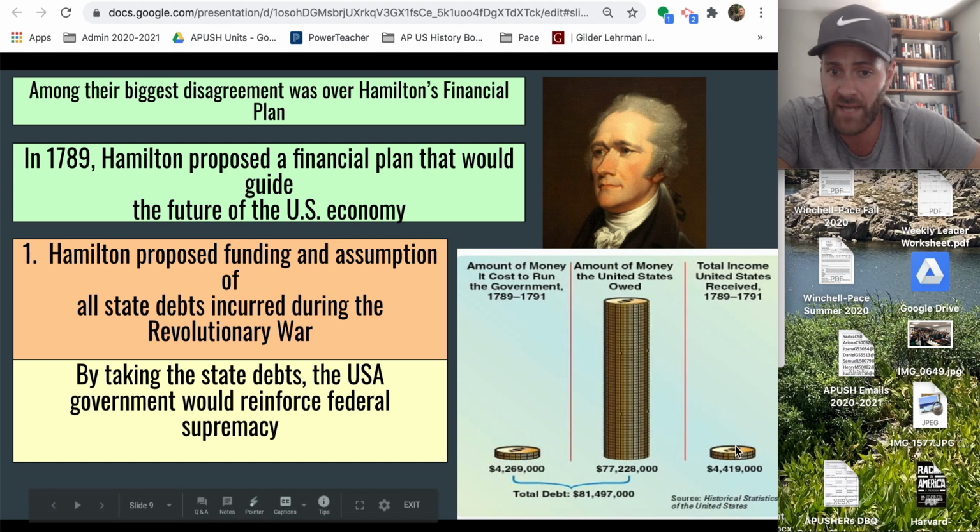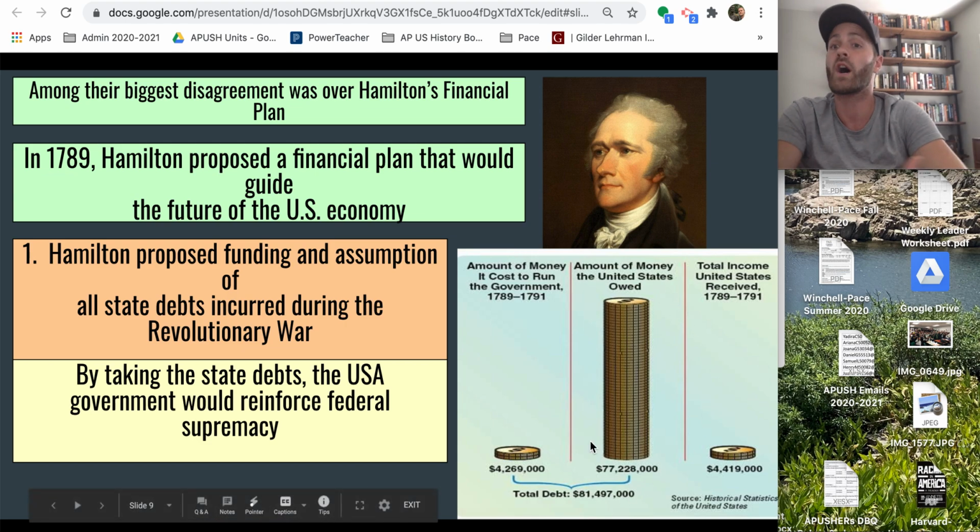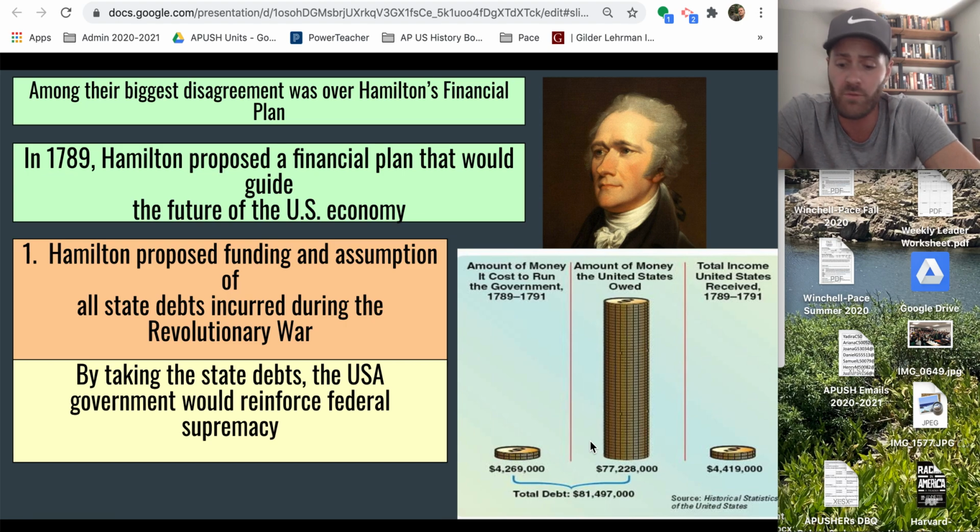And the U.S. is receiving a tiny amount of income, enough income to pay for the running of the government, but not enough income to pay down the debt that we owe. And this income is largely coming from Western land sales, thanks to the Northwest Land Ordinance. So the problem becomes this debt's never going to get paid off, and then our economy's never going to be good because nobody's ever going to loan us money or do business with us if we owe them a whole bunch of money. So Hamilton says, we'll just pay the debts.